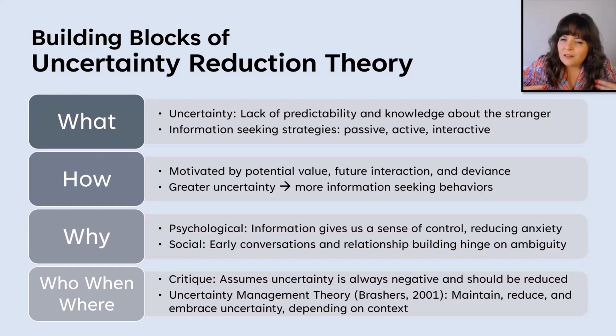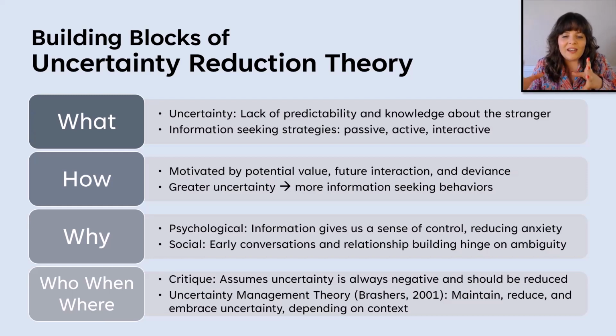But what's the underlying why of why that relationship or these relationships would exist? One is psychological. Having information gives us this sense of control. When we have control, our anxiety is reduced and we feel more comfortable. Another is a social explanation, which is that our early conversations and relationship building hinge on us making sense of what's going on and getting to know this person better.